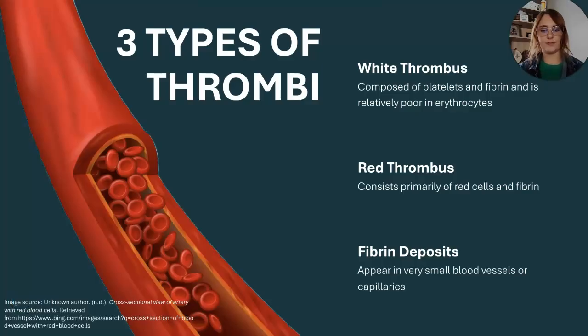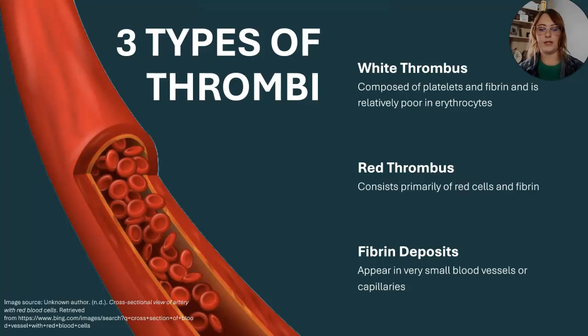There are 3 types of thrombi, or blood clots, in which all 3 contain fibrin in various proportions. A white thrombus is composed of platelets and fibrin and is relatively poor in erythrocytes. They form at the site of injury or abnormal vessel wall, particularly in areas where blood flow is rapid, such as arteries. Red thrombi consist primarily of red blood cells and fibrin.